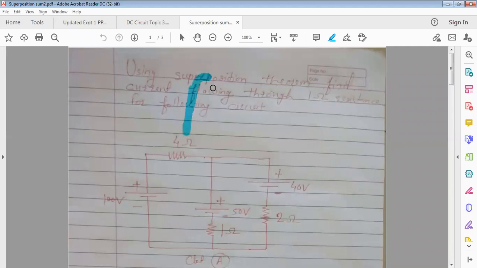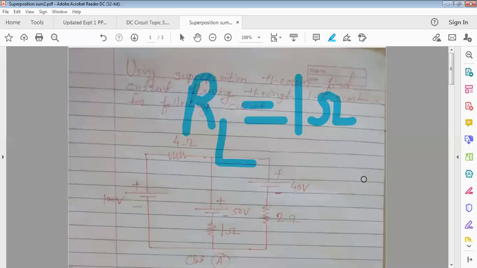Means the load resistance is how much? What is the value of load resistance? 1 ohm. Right. Very good. It is 1 ohm. Sometimes in the numerical, they mention to consider 1 ohm as the load resistance, and using superposition theorem, considering only 100 volt at a time, find out the current flowing through the load resistance. Sometimes they mention it like this.